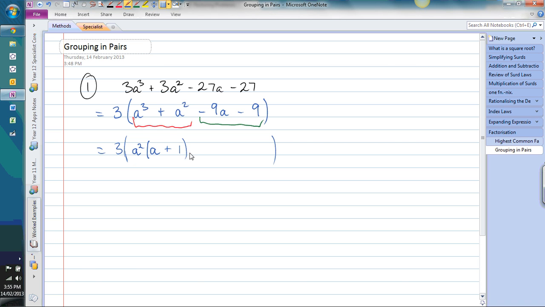plus 1. The second part, negative 9a minus 9, it's pretty clear to see that there's a factor of 9 that can be factorized out there. And in fact, I'm going to take a negative because both terms have a negative in them. So I'm going to take negative 9 out the front. I'm going to be left with an a and a plus 1.